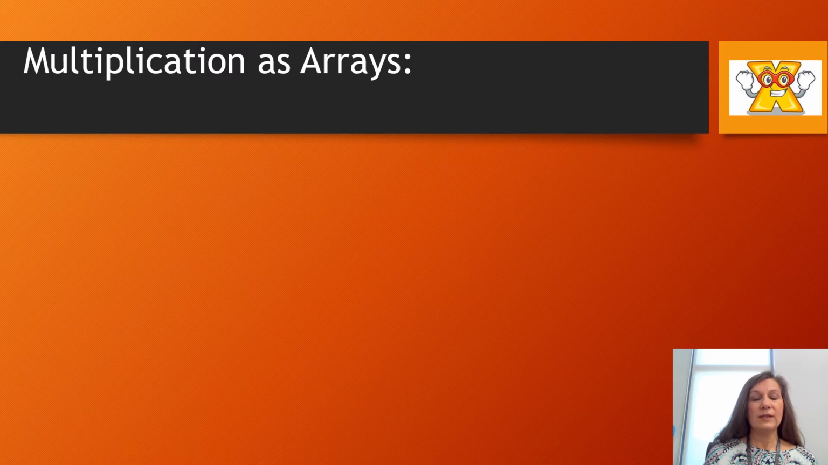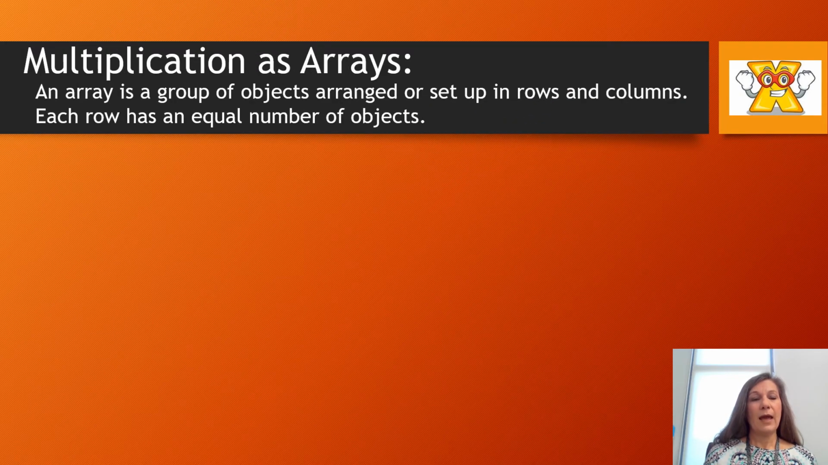Now we're going to take it one step further, but this time we're going to look at multiplication as arrays. So what is an array? An array is a group of objects that have been arranged or set up in rows and columns, and each row has an equal number of objects. So instead of just placing our objects into a group, we are arranging them into a line in this case. So our group is really considered what we call now a row. So we place these objects into rows.